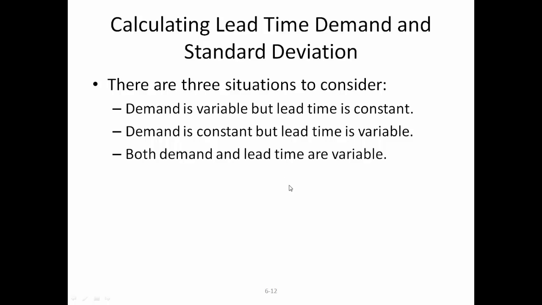So now we want to look at three different situations involving calculating the lead time demand and the standard deviation, and you'll see problems associated with this concept. So there are three situations to consider. When demand is variable but lead time is constant. When demand is constant but lead time is variable. And then of course the natural consequence would be when both demand and lead time are variable.